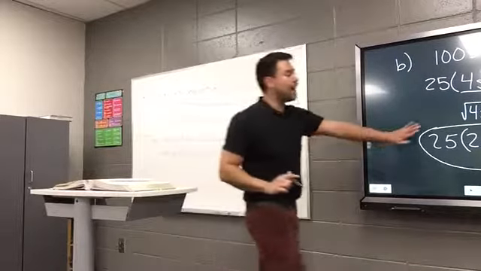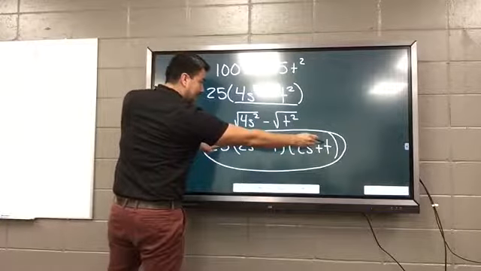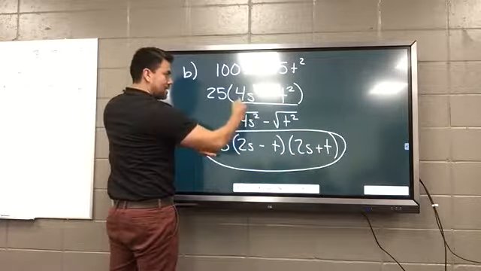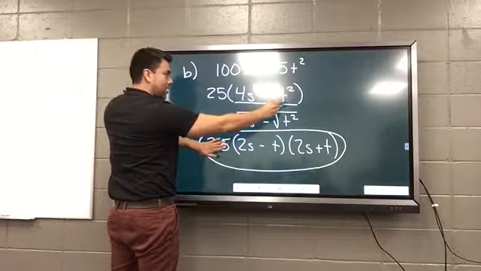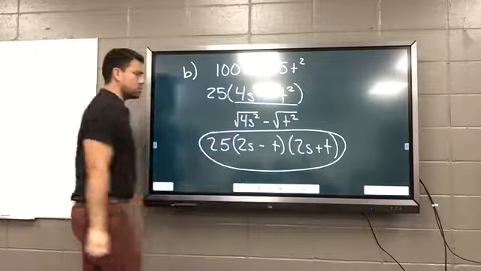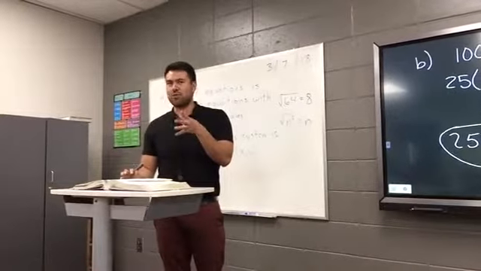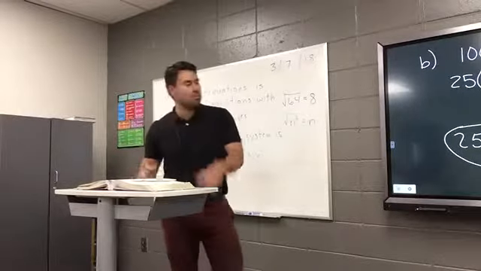Because if I only had the 2s minus t times the 2s plus t, I would come out with 4s squared minus t squared, but I wouldn't come out to the original expression. So I need to make sure I do that. How's this going so far? Okay, more or less good.